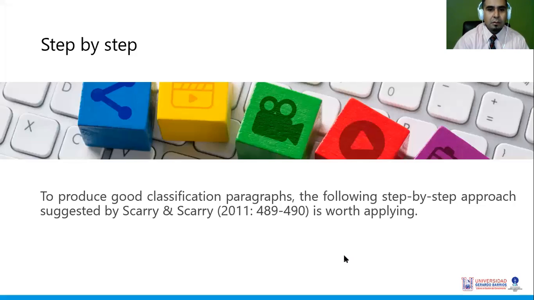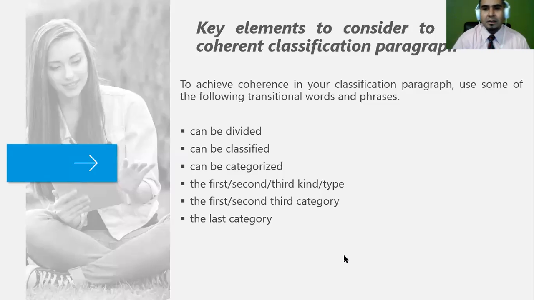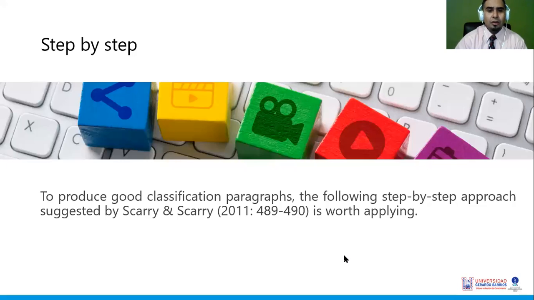Okay. Now, key elements to consider to write a coherent classification paragraph. To achieve coherence in your classification paragraph, use some of the following transitional words and phrases. Okay: can be divided, can be classified, can be categorized, the first, second, third kind, type, the first, second, third category, the last category. That all depends on you.